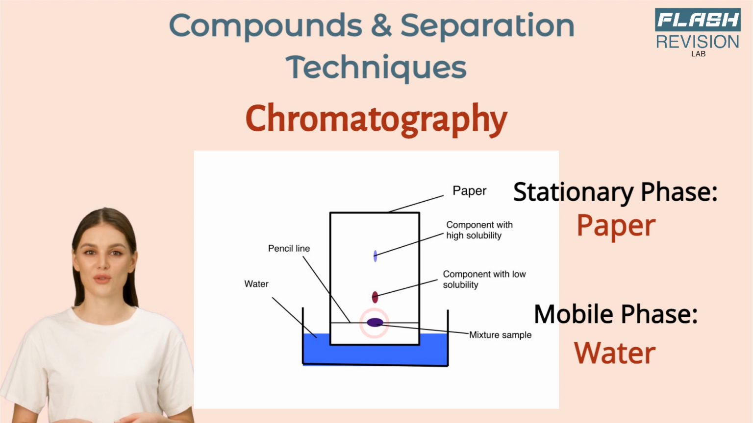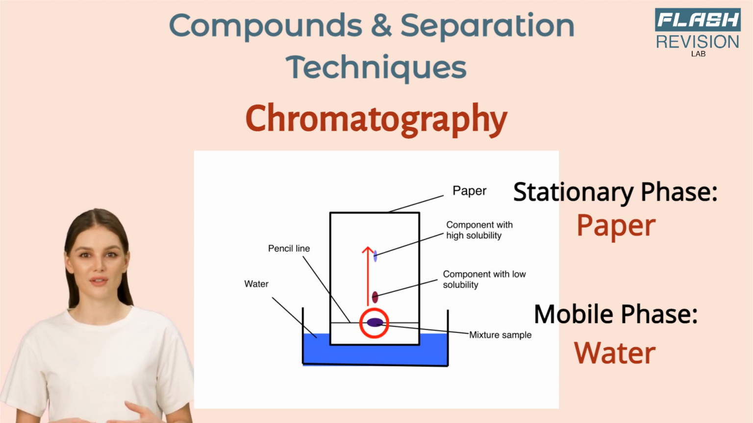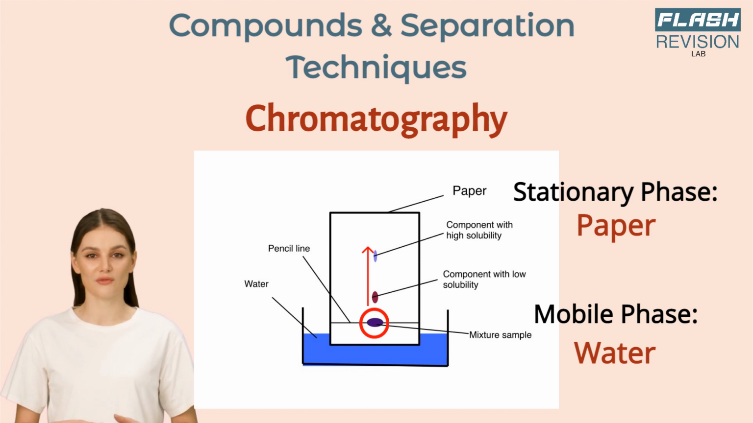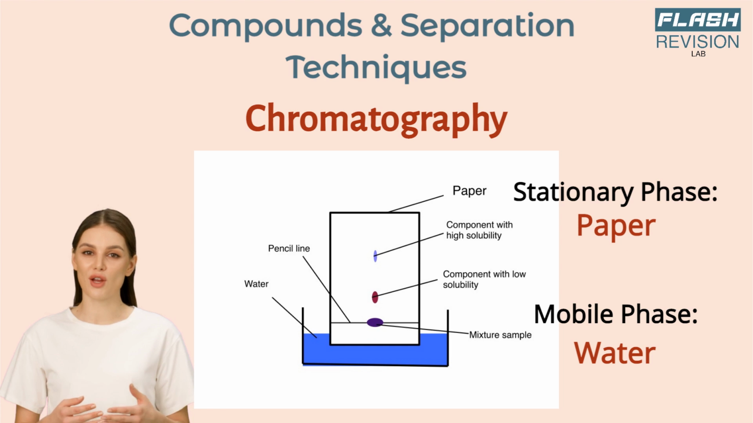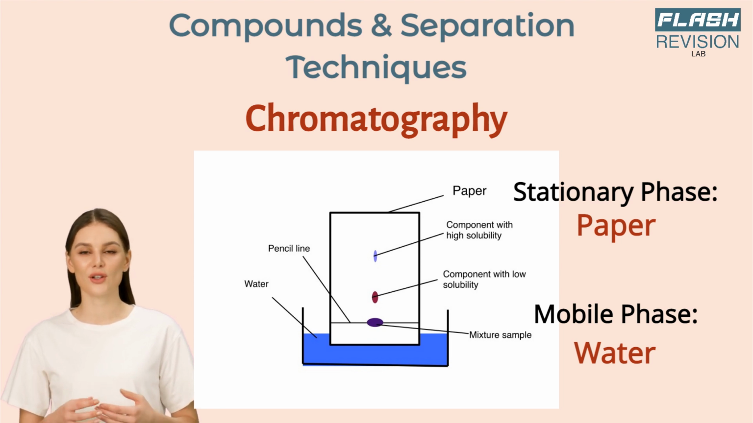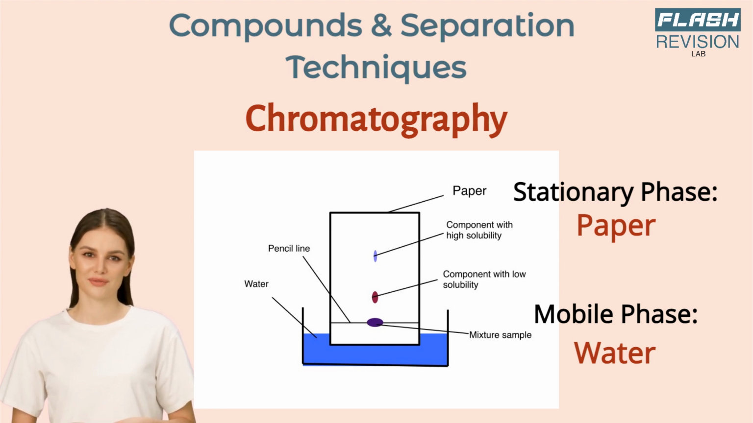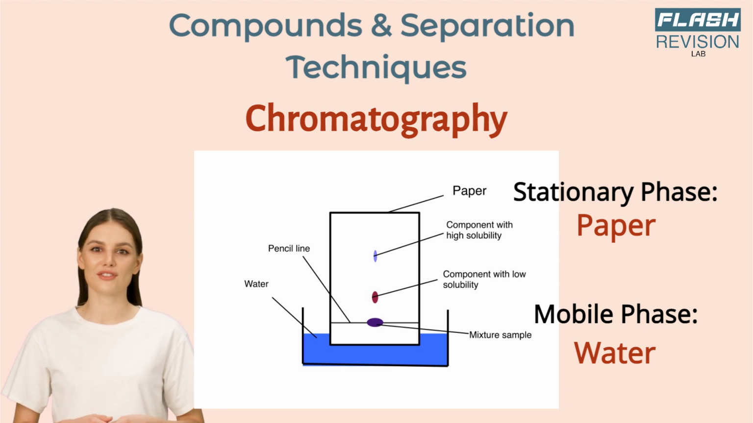A mixture sample is placed on a piece of paper, and the water moves up the paper, carrying the components of the mixture by different amounts. Components that are attracted to the paper move up less, and components that are soluble in the water move up more. This causes the components to separate out.